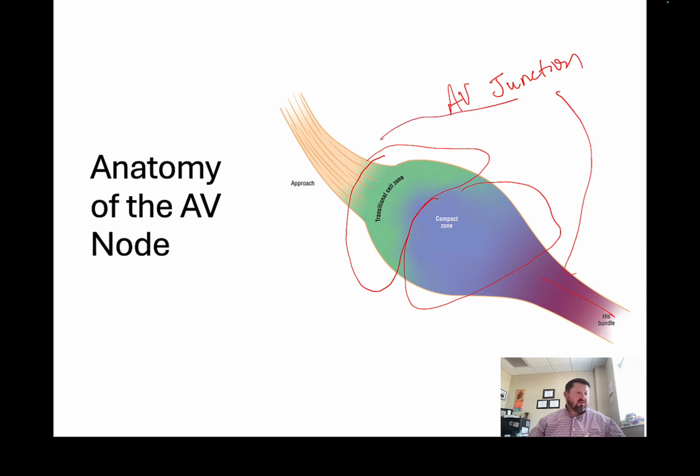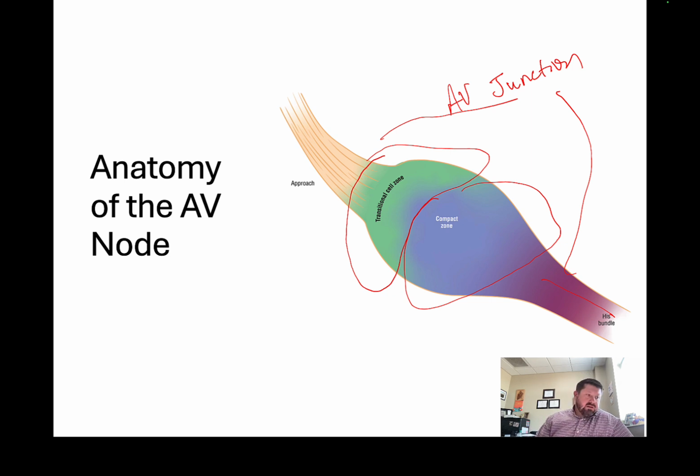So the transitional cell zone is the first area of the AV node, and it's a small area of tissue that surrounds the tip of the AV node. It's full of autonomic fibers, and it's very arrhythmogenic, meaning that it can generate arrhythmias.